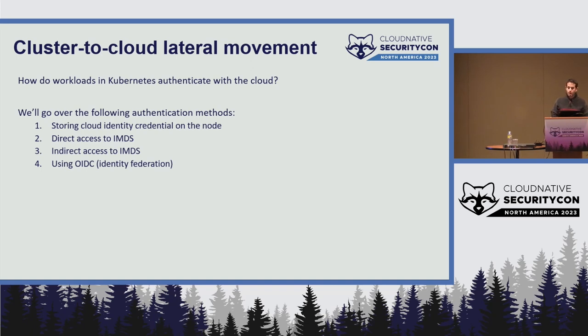The first one is by storing a file locally on the Kubernetes node that stores cloud credentials. Then we will talk about direct and indirect access to IMDS. Lastly, we will show how Kubernetes identities are being federated as cloud identities, which is now powered by OpenID Connect. And while we dive into each of these methods, we will demonstrate how attackers can also leverage each of the methods to advance their foothold from cluster to cloud.